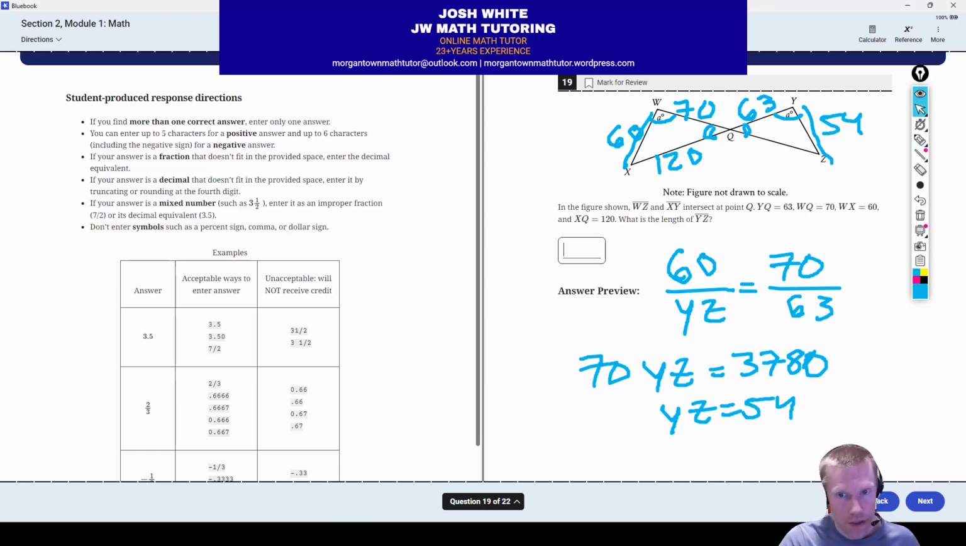Not really much you can do in Desmos. I mean, obviously, once you set up the equation, you could solve it in Desmos. But in terms of actually knowing how to set it up, this one you have to know about similar triangles and the properties of them.